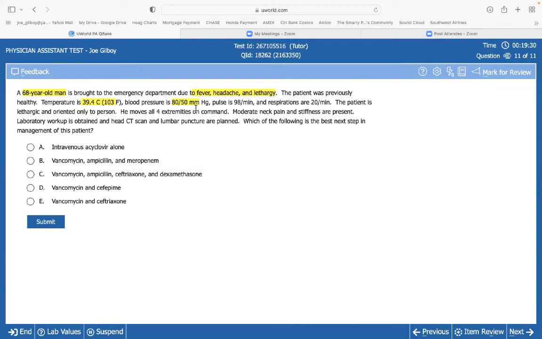Can we agree? You're like, nah. Right? My nurses would be all over me with something like that. The patient is lethargic, so there's something going on here, guys. He can move all 4 extremities. Moderate neck stiffness. Okay, so now you're going, I think it's meningitis, Joe. Okay, stop. Look at your cellmate. He's 68 with meningitis. Ever see that?